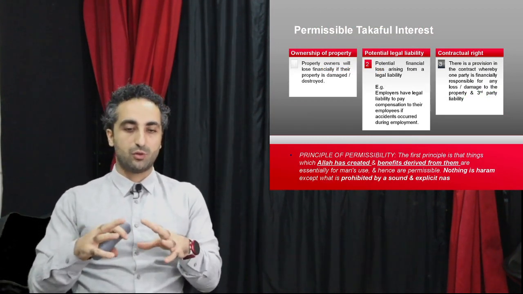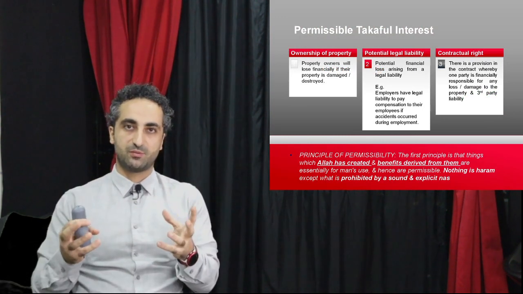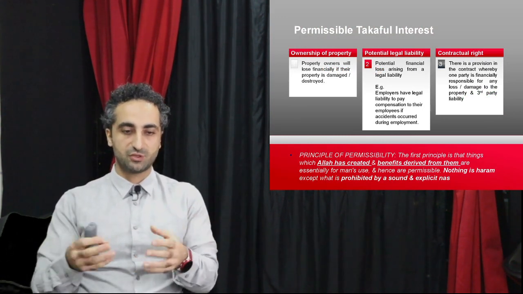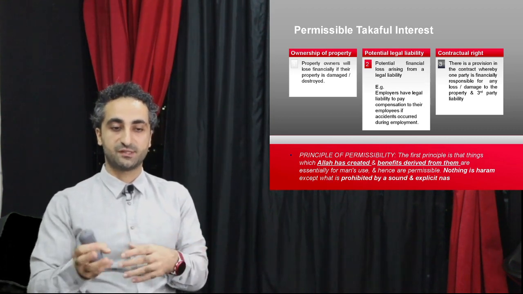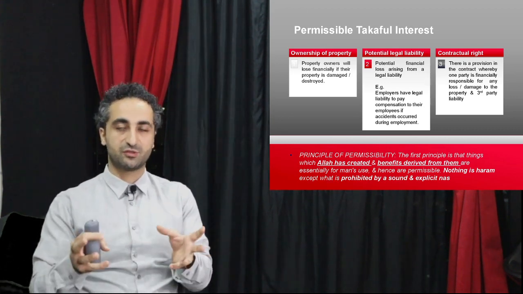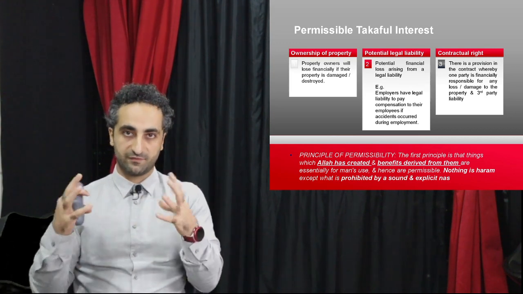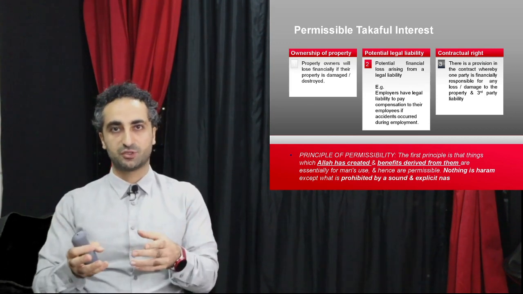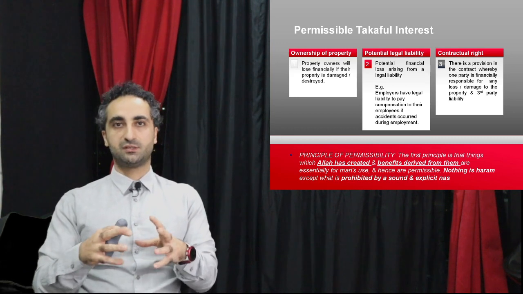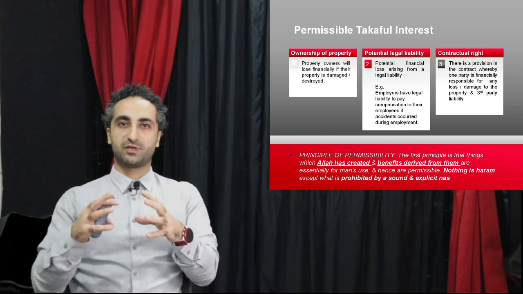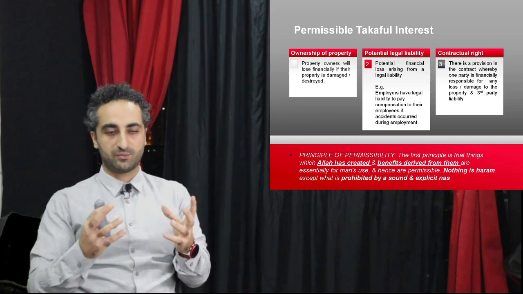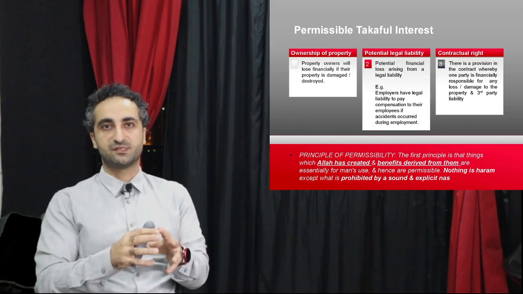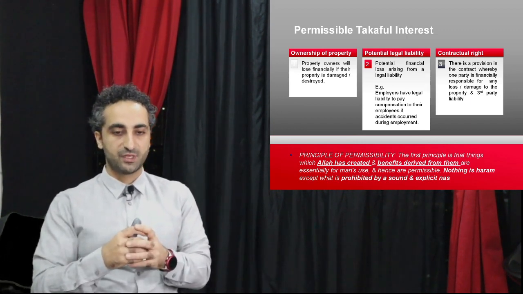Number one, in case of ownership of some property, what can happen? Damage to the property. So property owners will lose financially if their property is damaged or destroyed. Can we measure this property value? This will be the condition. If yes, then we can start a product or create a product to protect the participants against a specific risk.